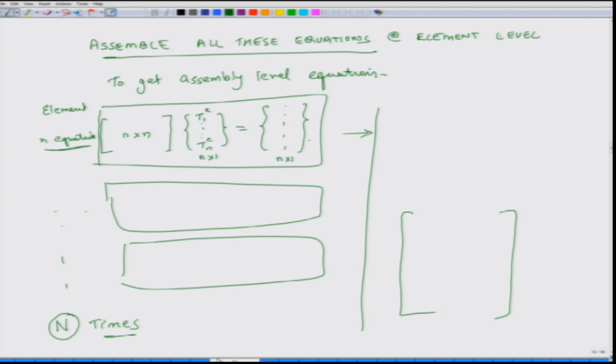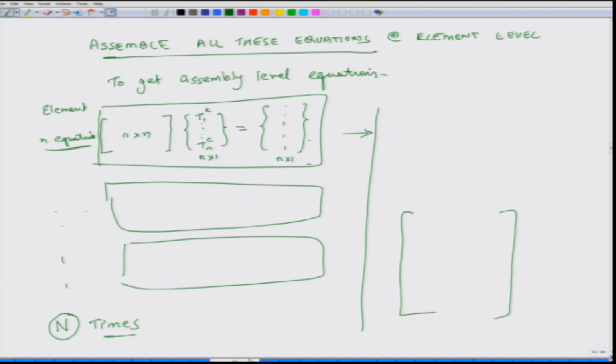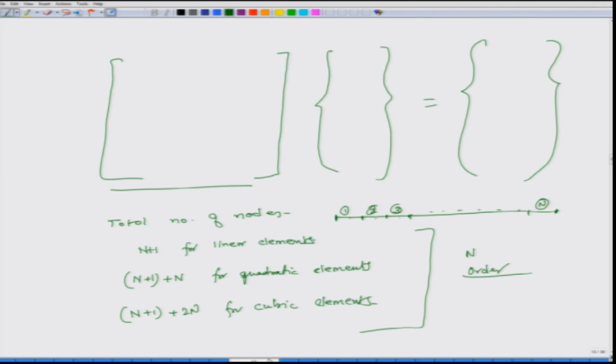First you develop element level equations. We will learn the mathematics of it later, but now I am giving you the procedure. You develop element level equations by computing the error, multiplying it by some function w, and integrating it over the domain, and you get a set of algebraic equations. Because the error is a function of polynomial functions, you can integrate it very easily. Then you find it for the first element, second element, third element, and you find element level equations for all the n elements. Then you do the assembly, and the total size of your matrix will be n plus 1 for linear, n plus 1 plus n for quadratic, and so on. So this is the assembly process.